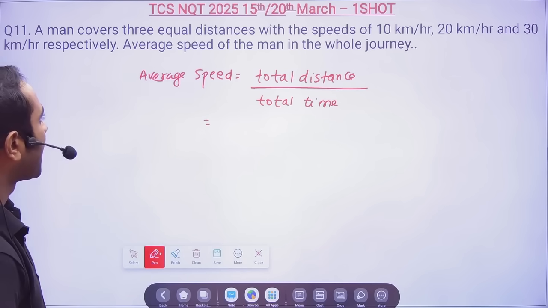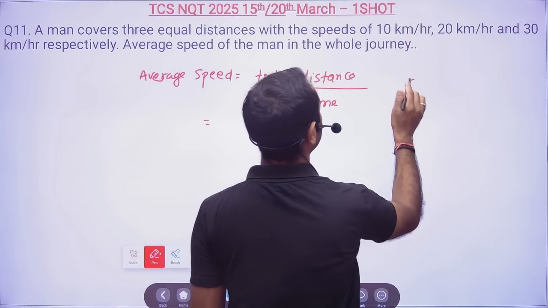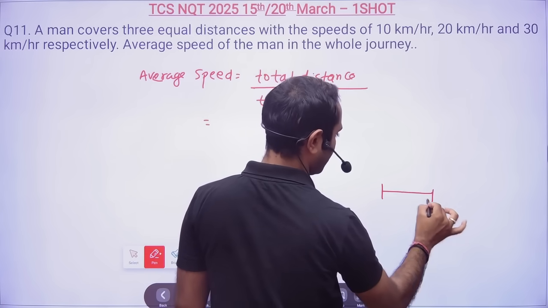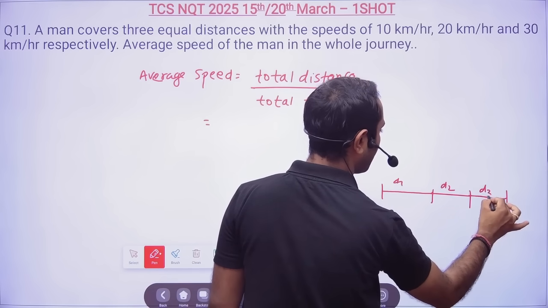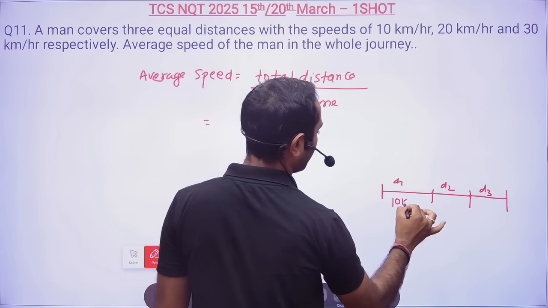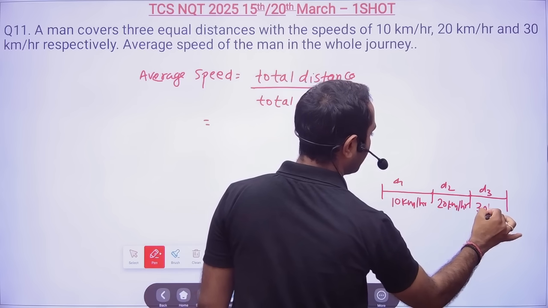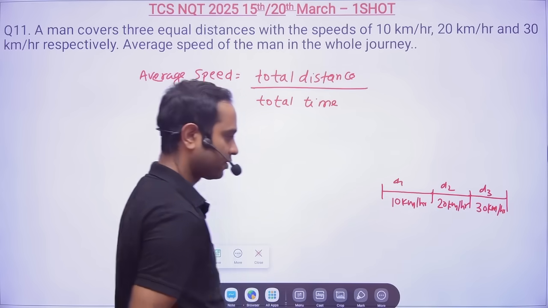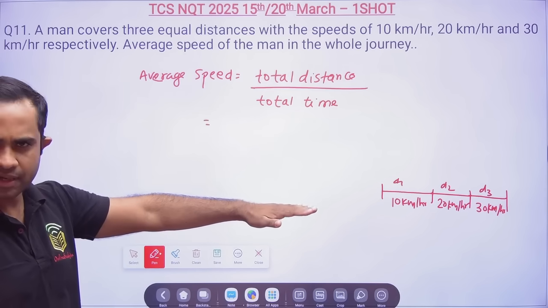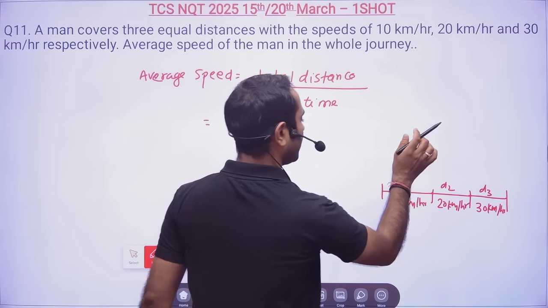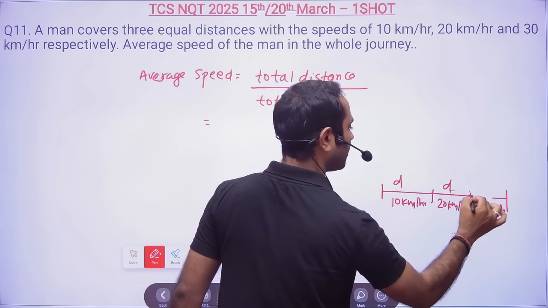Correct? Okay. So here we have the speeds as 10 km per hour, 20 km per hour, and 30 km per hour. See what they are telling: a man covers 3 equal distances. 3 equal distances means this is my distance 1, this is my distance 2, and this is my distance 3. All distances are equal. So you have to tell what is the average speed. Okay, now friends, I will assume a value, because anyway it is d, right? So all 3 distances are equal. So this is also d, this is also d, and this is also d.